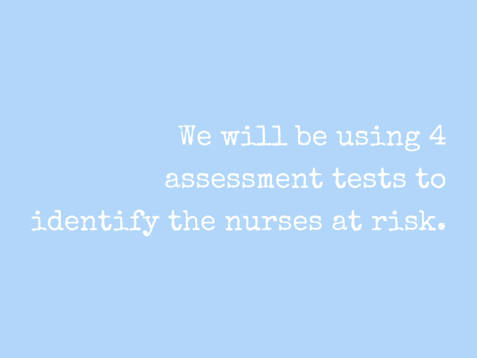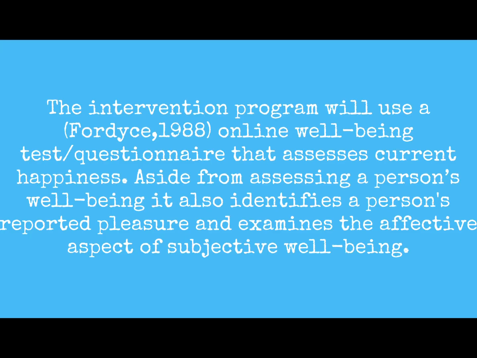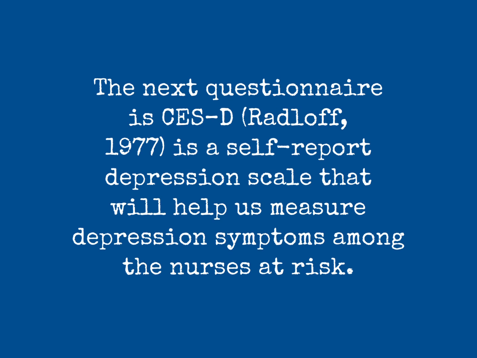In this part of the intervention, we will be using 4 assessment tests to identify the nurses that are at risk. In our intervention program, we will use a 4-item online questionnaire that assesses current happiness. Aside from assessing a person's well-being, it will also identify a person's reported pleasure and examines the affirmative aspect of subjective well-being. The next questionnaire is CESD from Radloff, 1977, and is a self-report depression scale that will help us measure depression symptoms among the nurses at risk.